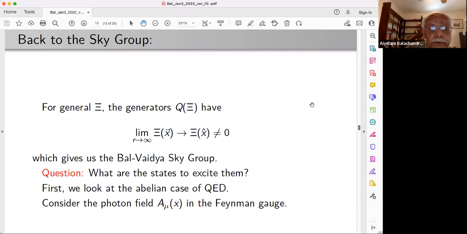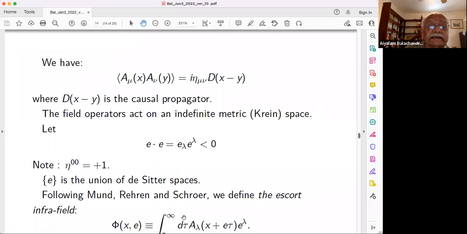So let me look at the photon field, and let me look at it in the Feynman gauge. In the Feynman gauge, the two-point function is given by this expression, where D is the causal propagator, and I'm looking at just the two-point function, free fields. The field operators act on an indefinite metric space, called the Krein space. It is a mess.